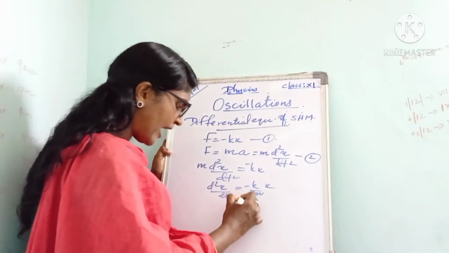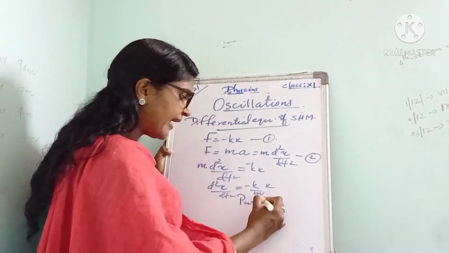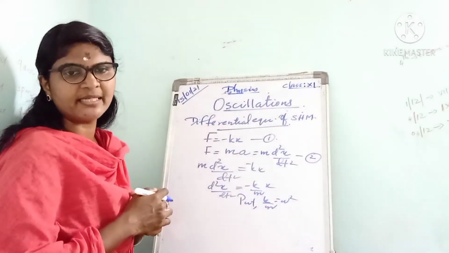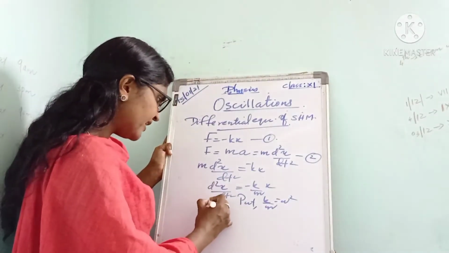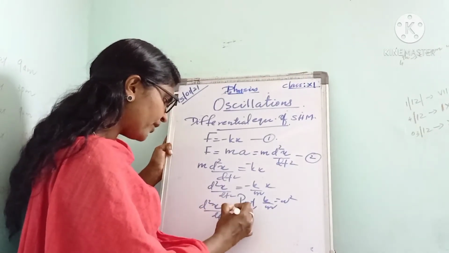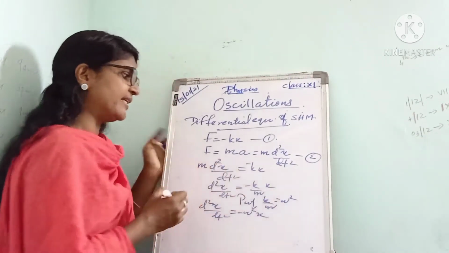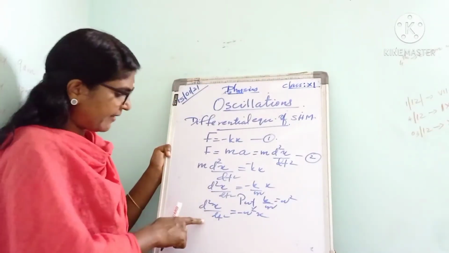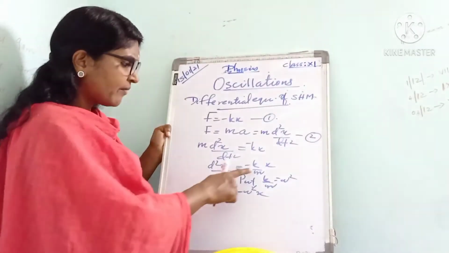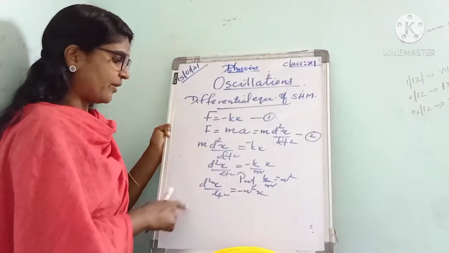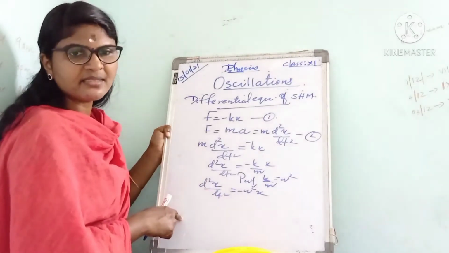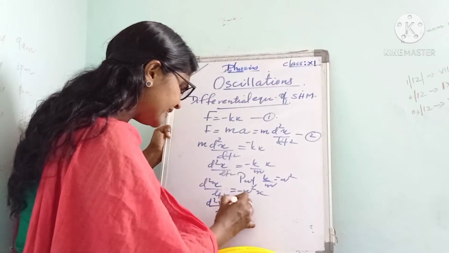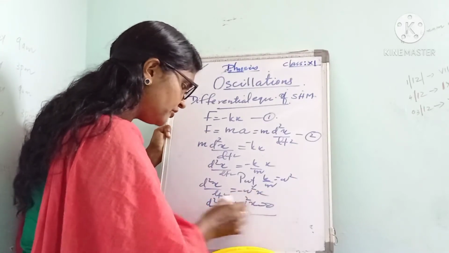Next, we put k by m equal to omega square. So we can write d square x by dt square equal to minus omega square x. Instead of k by m we can write omega square. So d square x by dt square equal to minus omega square x, or we can write d square x by dt square plus omega square x equal to 0.